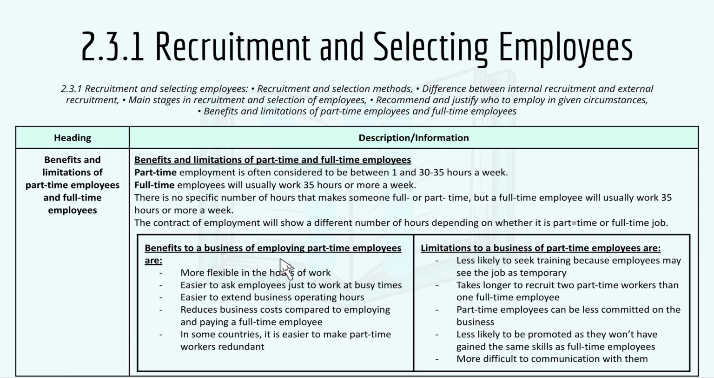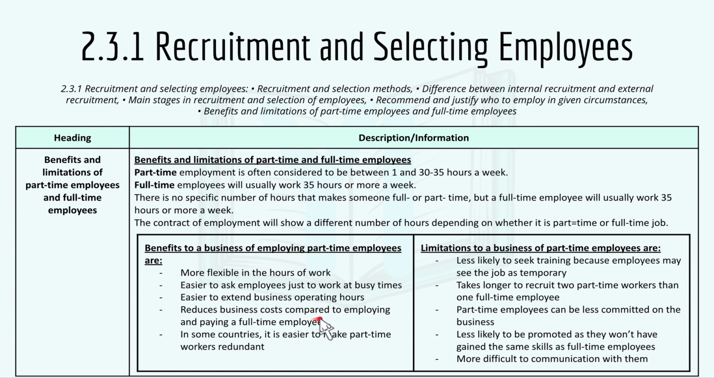Then we have benefits and limitations of part-time and full-time employees. I'll skim through this. Part-time employment is often considered to be within 1 to 30 or 35 hours a week, and full-time employees are usually 35 hours a week or more, though there's no specific number. Benefits to a business of employing part-time employees are that they are more flexible in the hours of work, it's easier to ask employees to work at busy times, and easier to extend business operating hours.